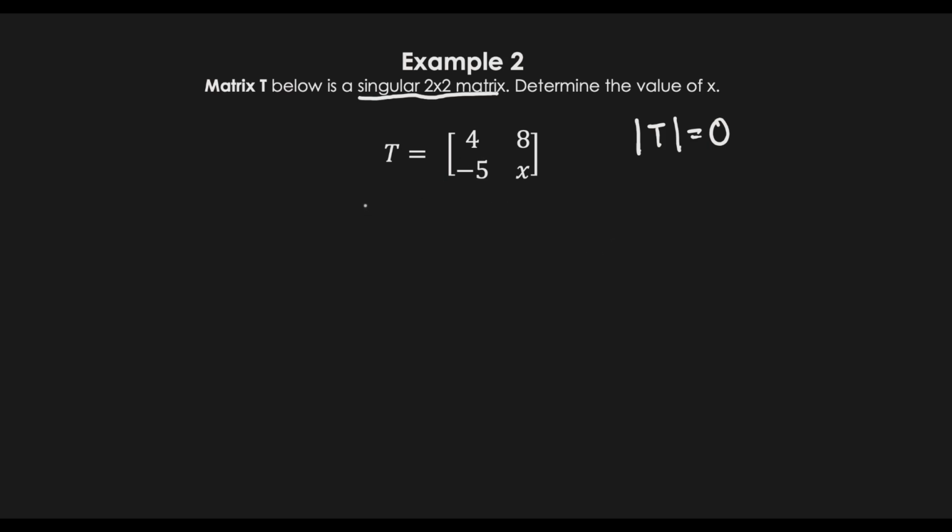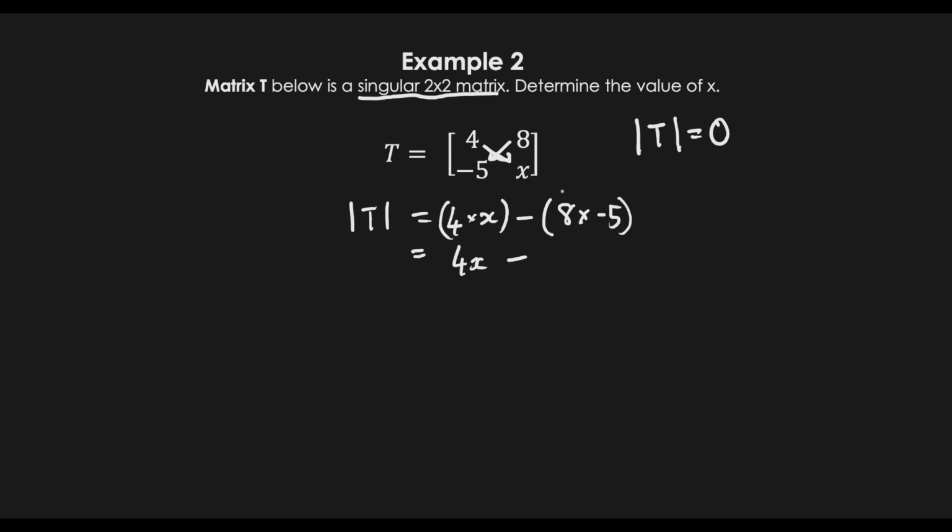So we do our crisscross, what we like to do. So we have 4 times x minus 8 times minus 5. So 4 multiplied by x, remember our brackets, take away 8 times negative 5. So what we'll end up with is 4 times x is 4x minus 8 times negative 5.